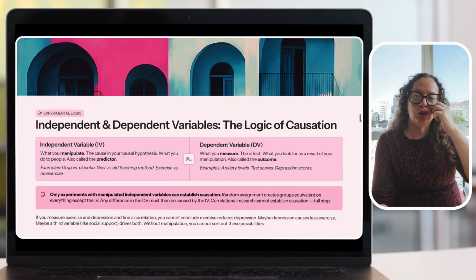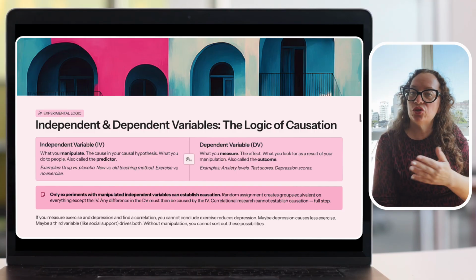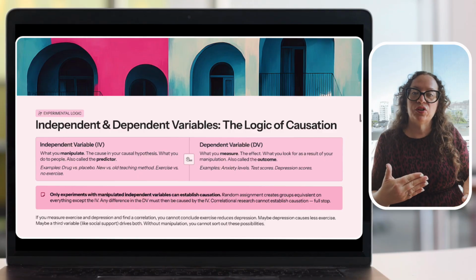Let me give you examples. You want to test whether a drug reduces anxiety. The independent variable is the drug. You give it to some people and not others. That's what you manipulate. The dependent variable is anxiety level. That's what you measure to see if the drug worked.